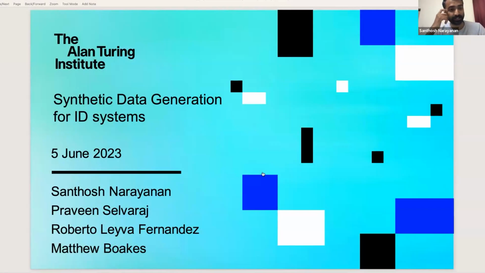Yes, so like Carsten mentioned, this is actually going to be a three-part presentation on synthetic data. So I'm going to speak first and talk about the high-level strategy and research goals of this area within the project. So mostly covering myself and Praveen's work. I'm then going to hand it over to Roberto and then followed by Matthew. Okay.